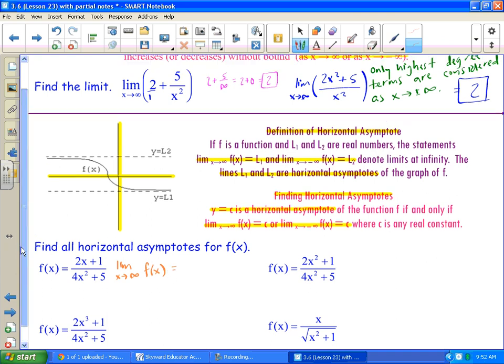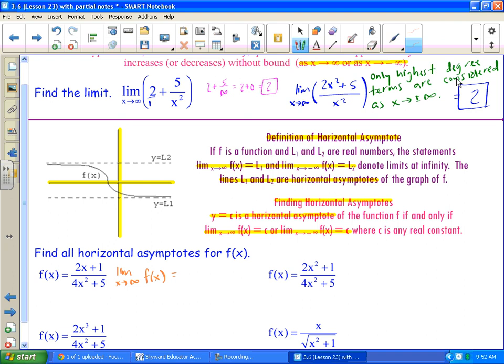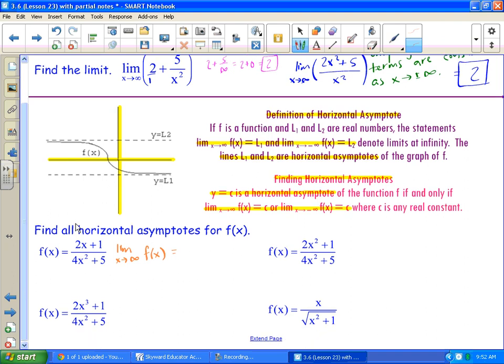Now we're thinking about this concept here. Only the highest degree terms are considered. So what's the highest degree? The 4x squared, right? That's really the only thing that matters in this case. So everything else is insignificant, right? So the numerator, do I even have anything?